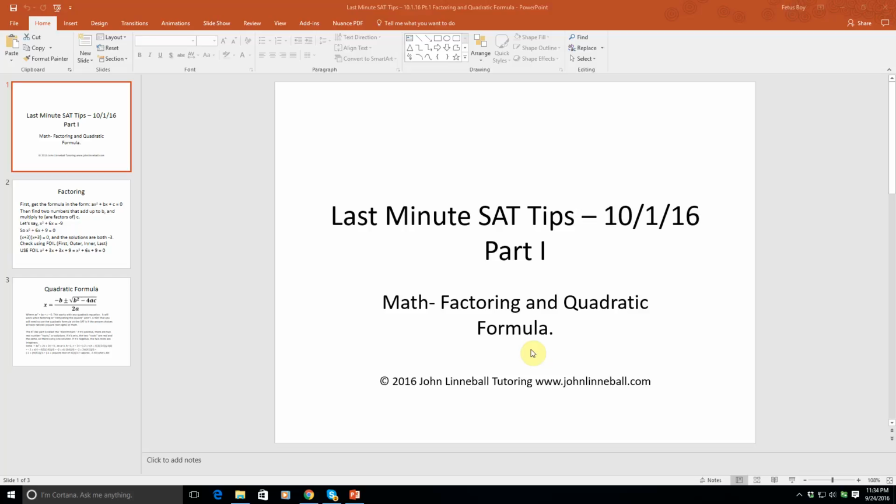This is intended for people to use before the October 1st, 2016 administration of the SAT, but of course it'll be good for future administrations of the SAT as well. So this is part one, Math, Factoring, and the Quadratic Formula.